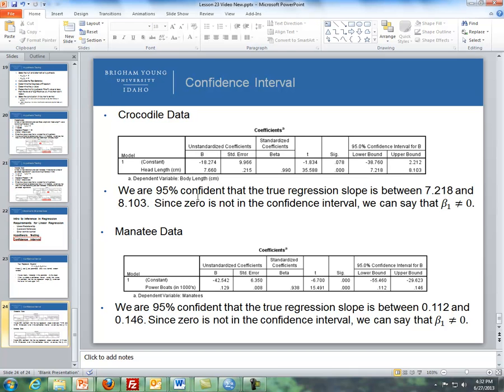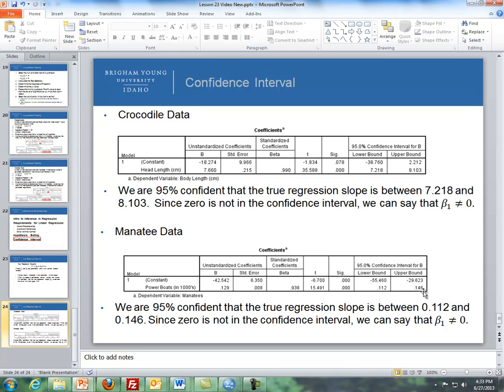And so because of it, we say that we are 95% confident that the true regression slope is between 7.218 and 8.103. Just like when we dealt with two proportions, matched pairs, or independent samples, we'd like to see if 0 is in this confidence interval. Since 0 is not in the confidence interval, we can say that the true slope is not equal to 0.